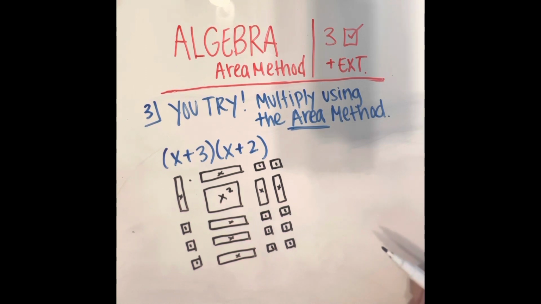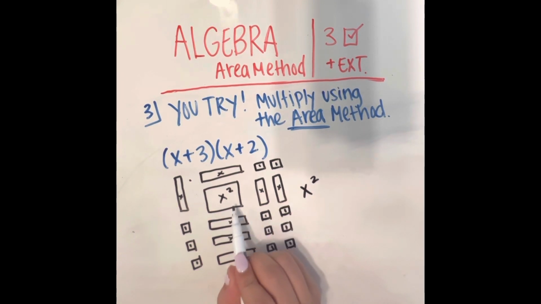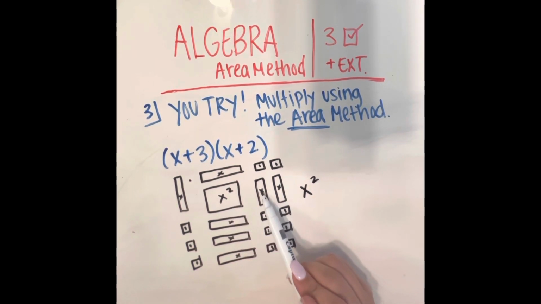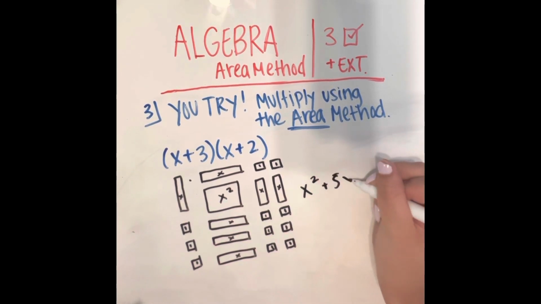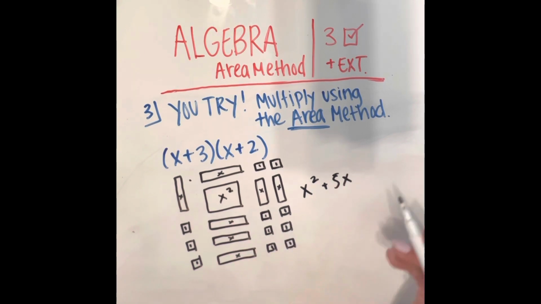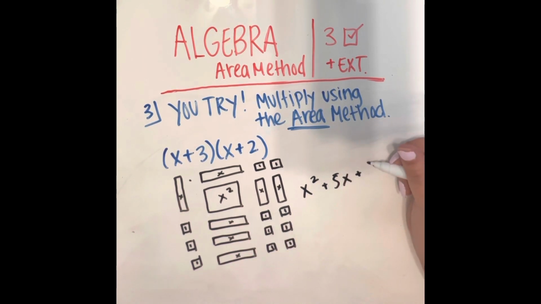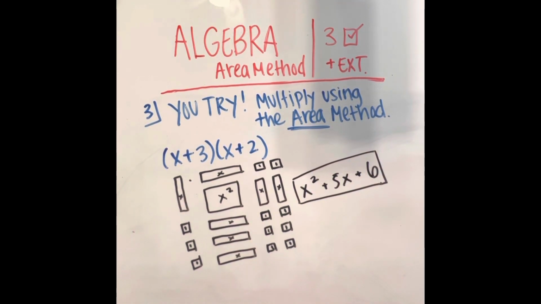So now we want to add this all up together. So we are left with 1x squared, and then we're going to count how many x's we have. We have 1, 2, 3, 4, 5 x's. And we have 1, 2, 3, 4, 5, 6 ones. So we have plus 6. So you should have gotten x squared plus 5x plus 6.